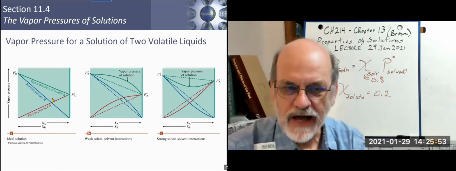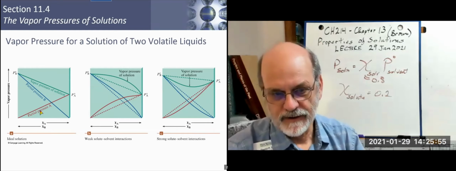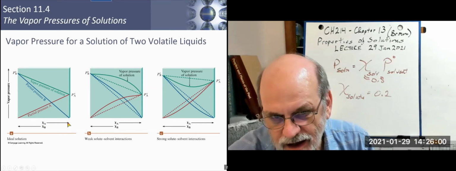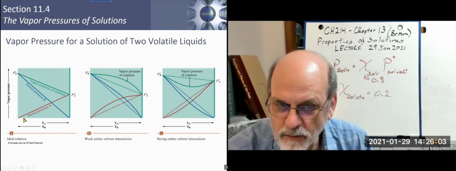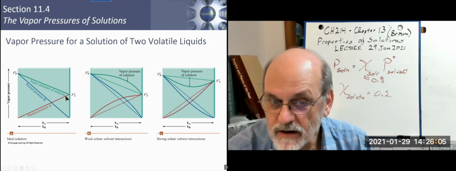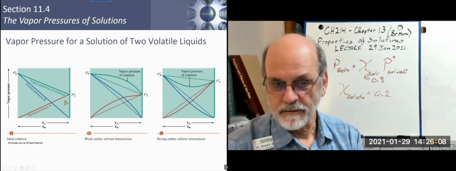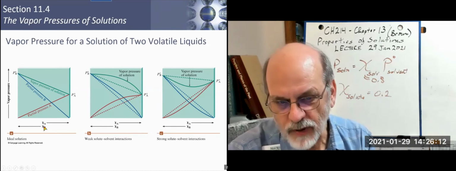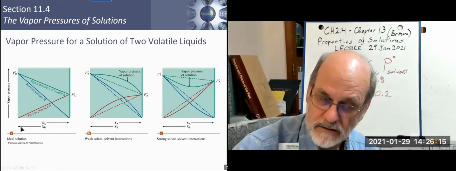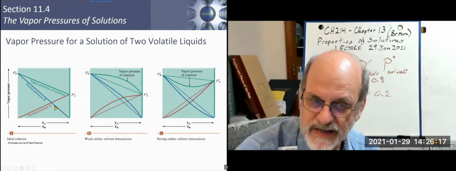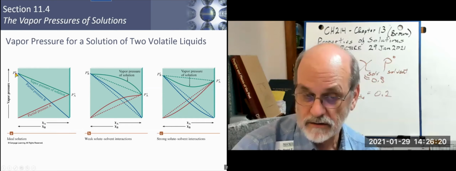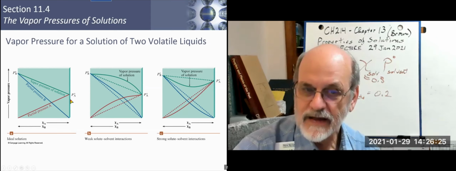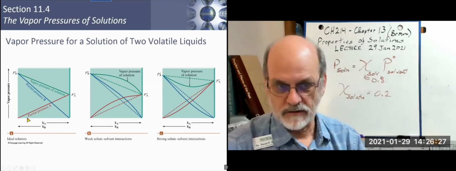Now this is what it would look like under ideal circumstances. Notice that as we increase the mole fraction of A, the partial pressure of A would increase. That makes sense. Going the other direction, the partial pressure of B increases toward its pure value, right? So this represents pure B and this represents pure A. In between, you have the mixture, right?